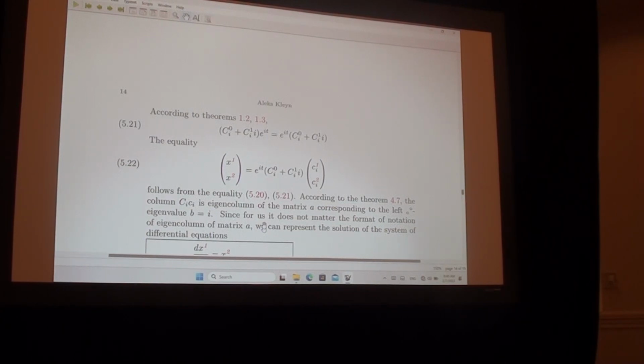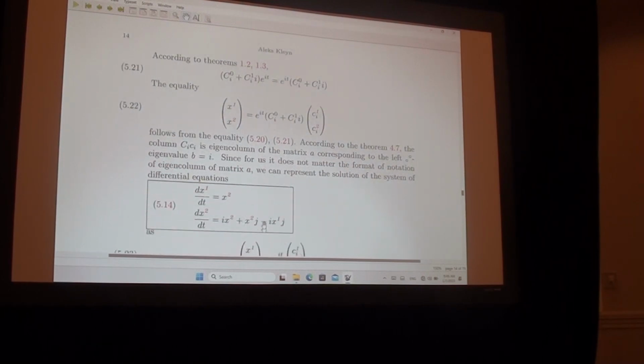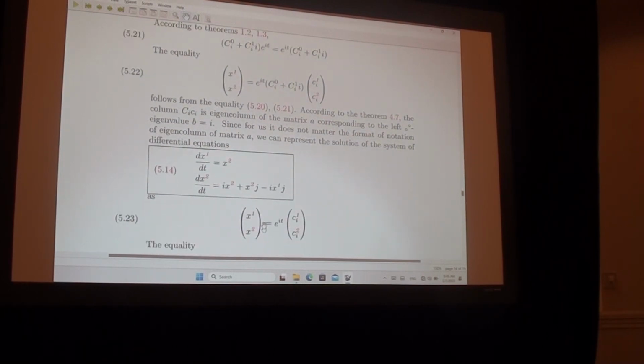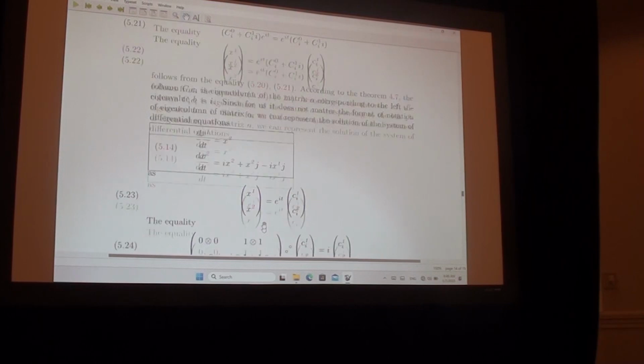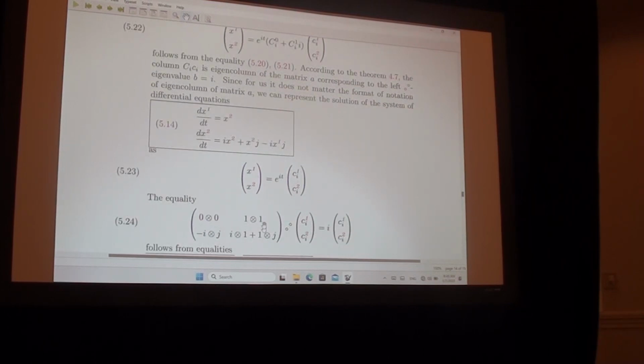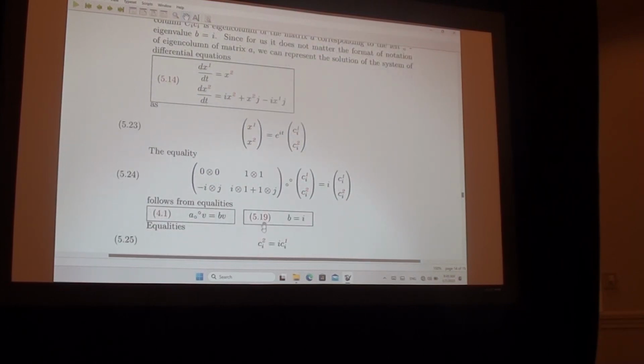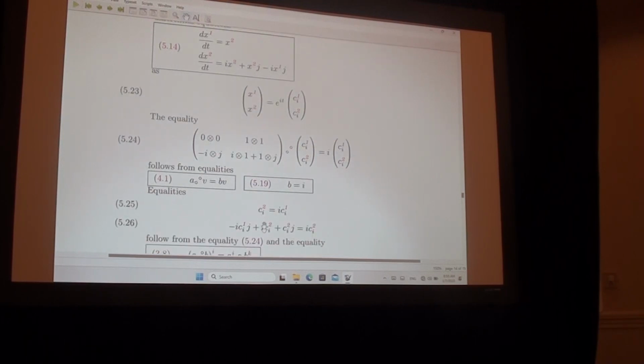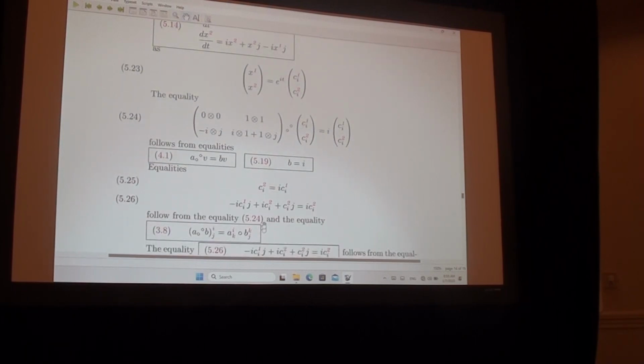Since for us it does not matter the format of notation of eigencolumns of matrix A, we can represent the solution of the system of differential equations 5.14 as 5.20. Equality 5.24 follows from equality 4.1 where b equals i. So equality 5.26 follows from equality 5.24.